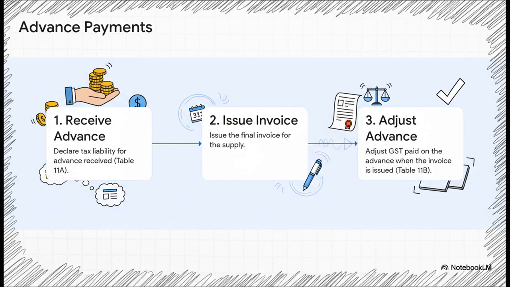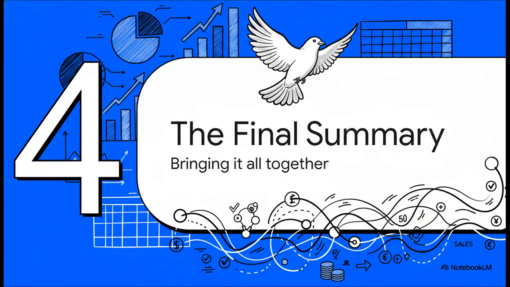Now, handling advance payments might seem a little tricky, but it's really just a 3-step dance. First, when you get the advance payment, you have to declare the tax on that amount in Table 11A. Later, when you finally issue the full invoice, you then go to Table 11B to adjust for the tax you've already paid. It's just a way to make sure you don't pay tax twice on the same transaction. Makes sense, right?